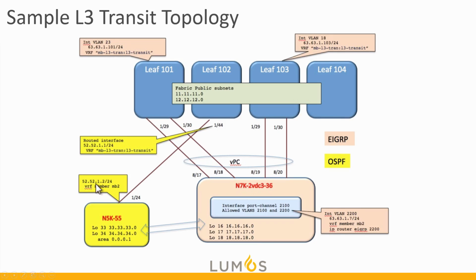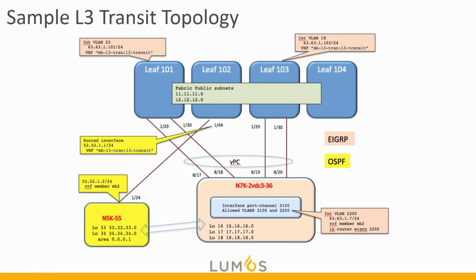And we have 52.52.1.2/24 on the Nexus 5K, which is a routed interface as well. So then on the 5K, we're going to be doing, of course, OSPF adjacency with our leaf 2, and we have two loopbacks, 33.33.33.0/24 and 34.34.34.0/24, and we've chosen to go ahead and use area 1, or 0.0.0.1, same area, on both leaf 102 and N5K. Okay? So we're not even doing any ABR. We don't have an area 0, which is fine because we only have one area.